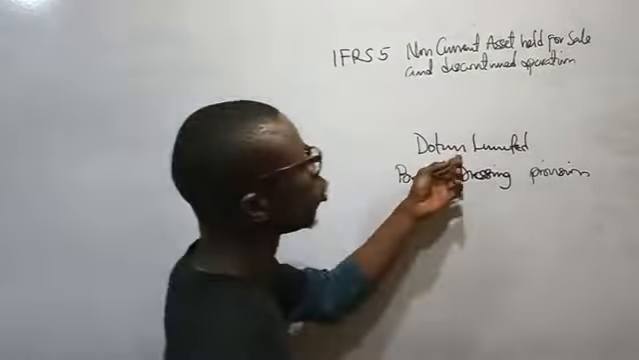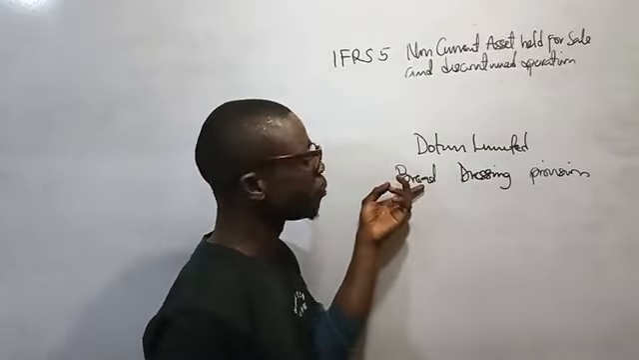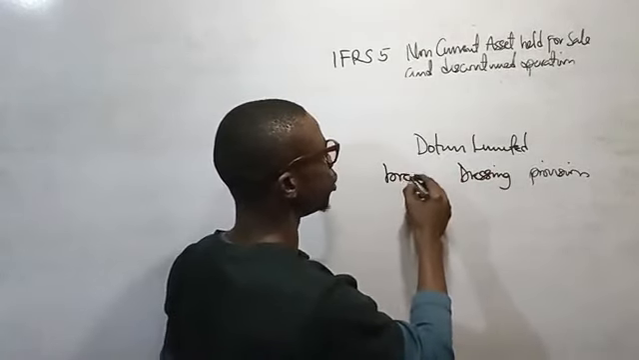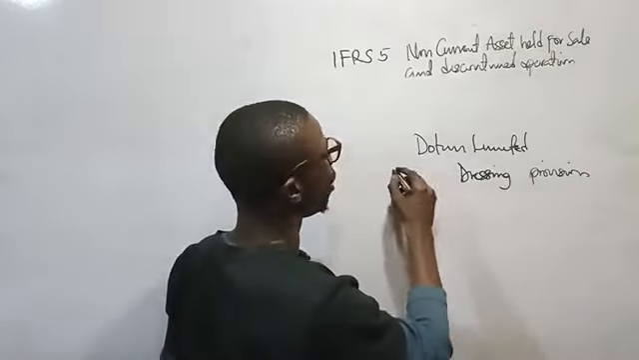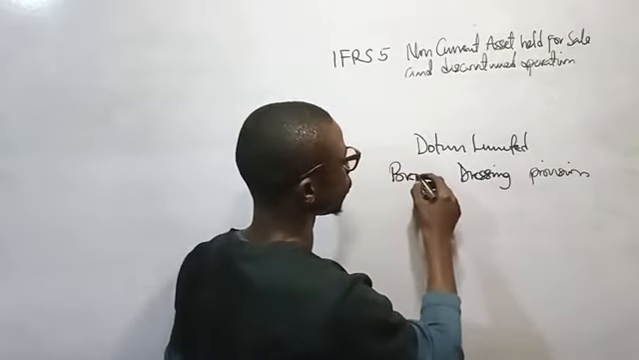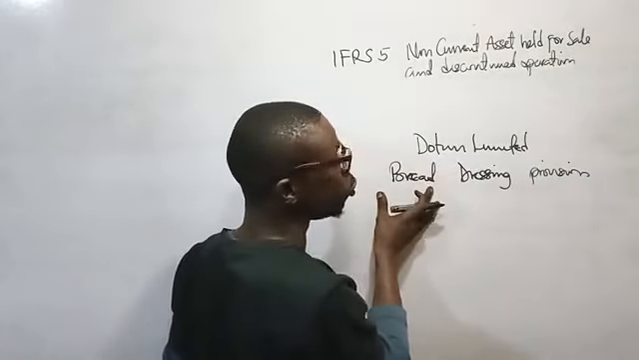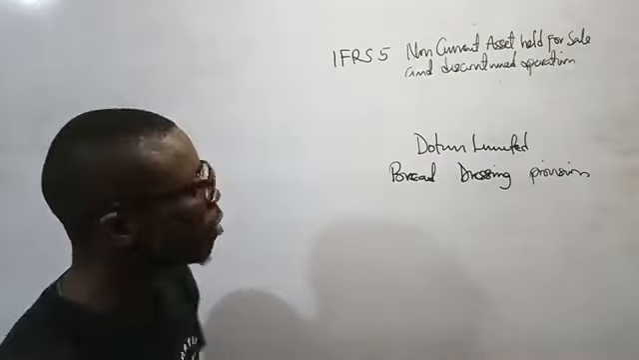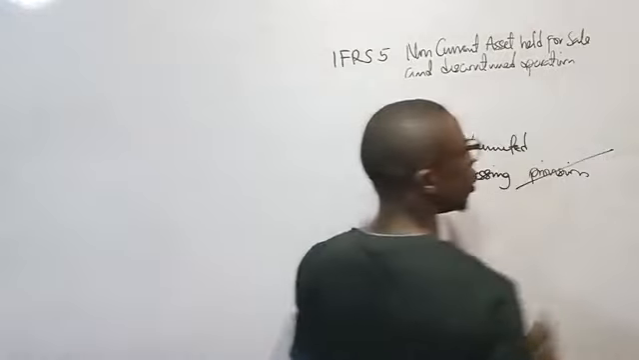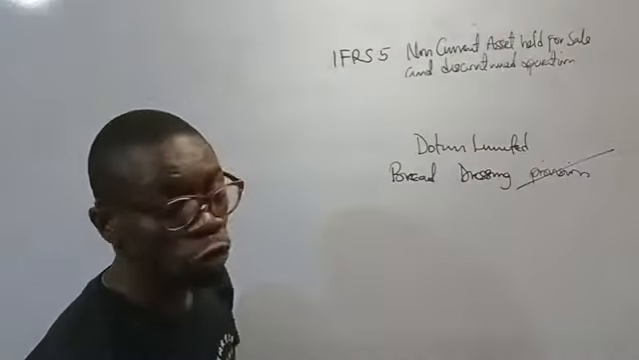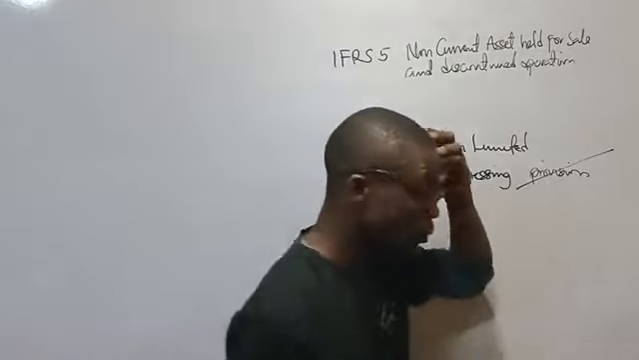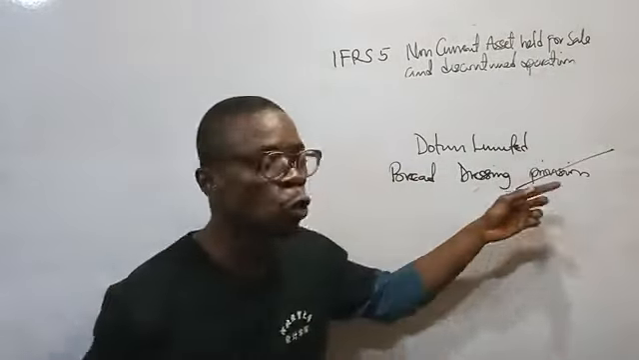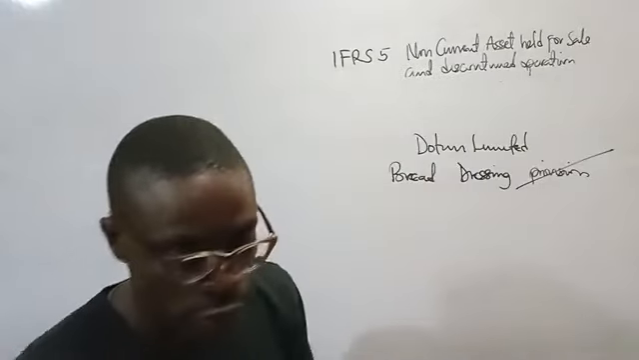Let me give an example. Let's say Dotun Limited has a bakery. It's into bread production. That means I produce bread, I make dresses, and I sell provisions. If I decide to close the operation of sales of provisions, that is called discontinued operation because it's a component of an entity.